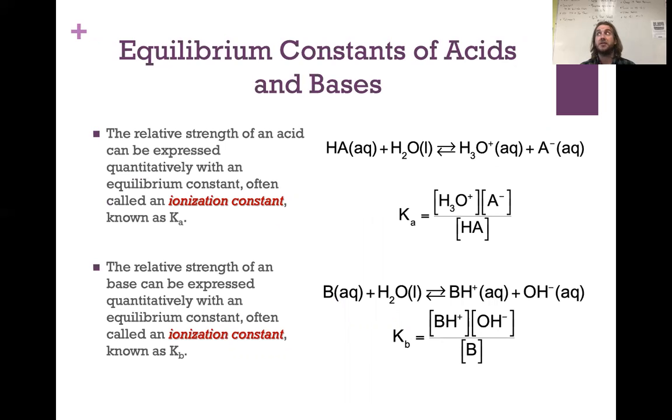Ka is just the acid equilibrium constant. Kb is the base equilibrium constant. But it's the same thing. Remember, we do not include our water because it's a pure liquid, but it's still products over reactants. The same K we've been doing for our whole last unit. It's just now we're looking specifically at our acids and our bases. And so we've got products over reactants.